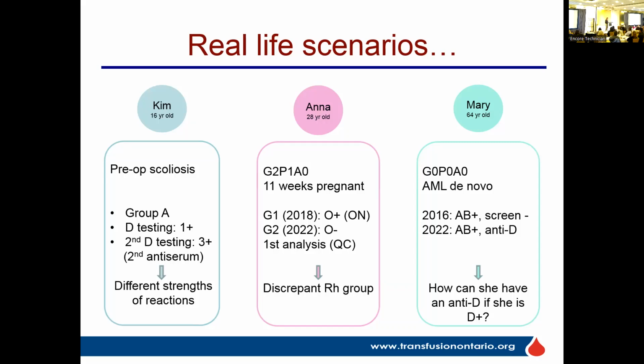And our third case is Mary. Mary is a 64-year-old patient. She had no history of previous pregnancy. And she was typed as AB positive in 2016. She received 2 units for surgery. Her screen at that time was negative. And then she came back because she has been diagnosed with an acute myeloid leukemia. We repeat the type and screen. She's AB positive, but now we see an anti-D. So how can she have an anti-D if she's D positive? You should know the answer by now.